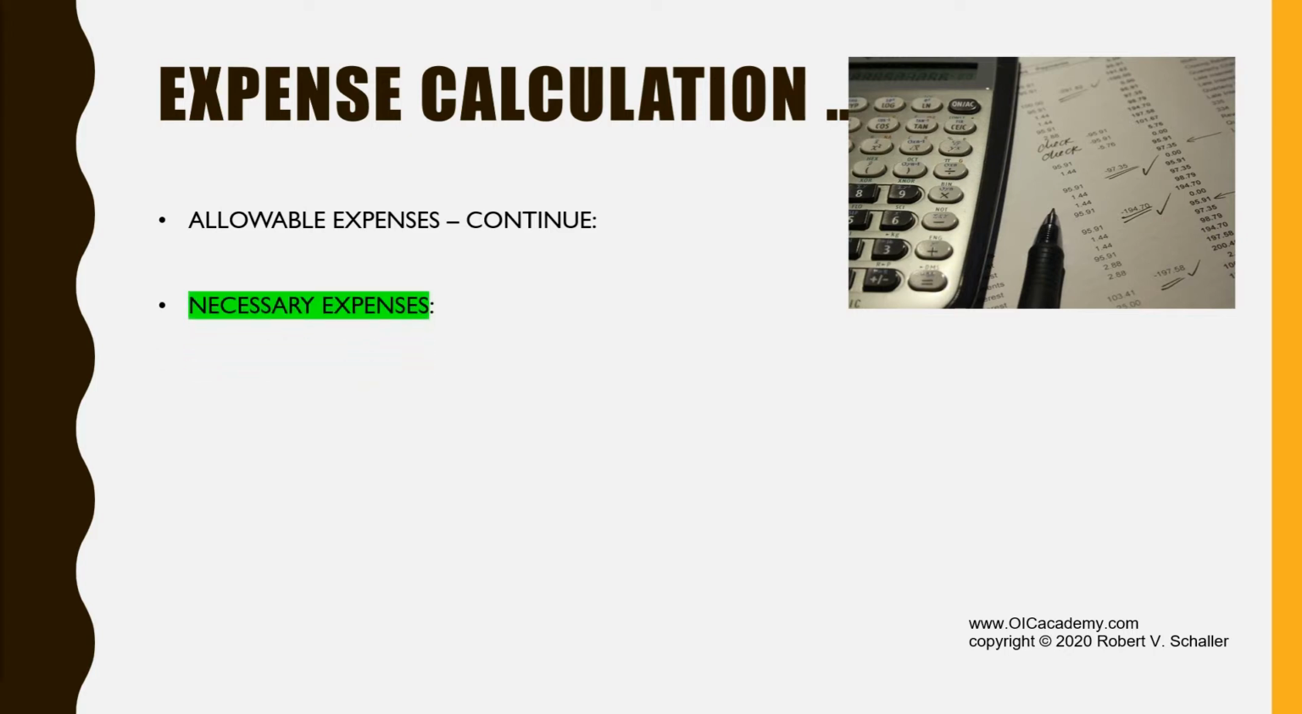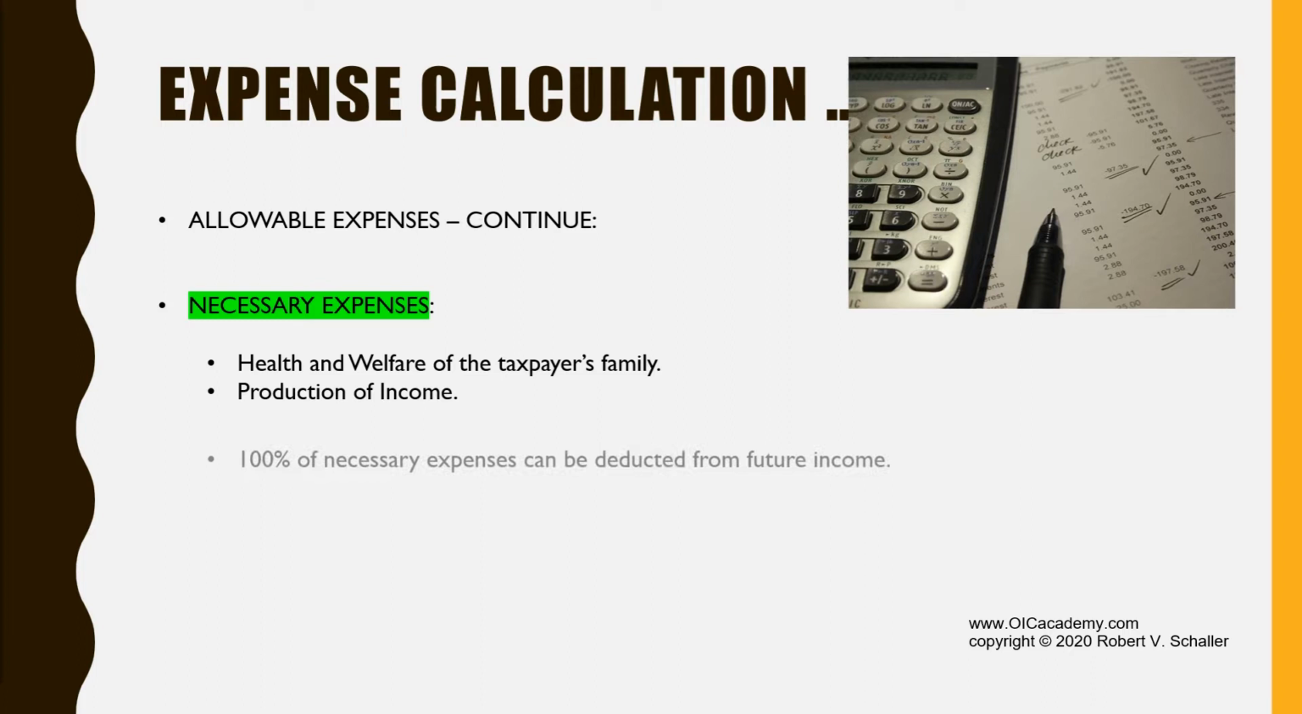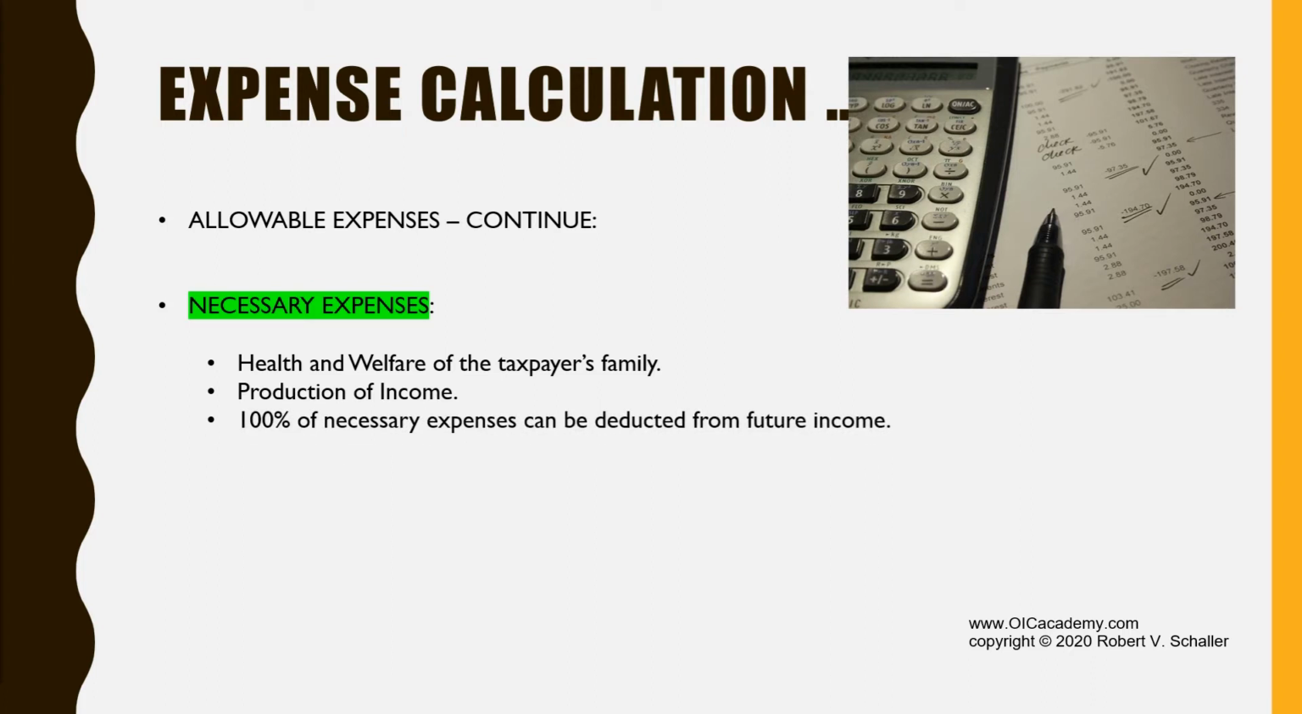The IRS allows necessary expenses, but what expenses are necessary? The IRS considers as necessary expenses those expenses relating to the health and welfare of the taxpayer's family, and expenses related to the production of the taxpayer's income. 100% of necessary expenses can be deducted from future income when calculating the taxpayer's reasonable collection potential.